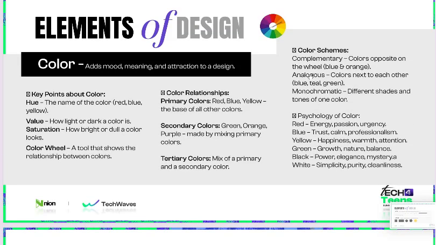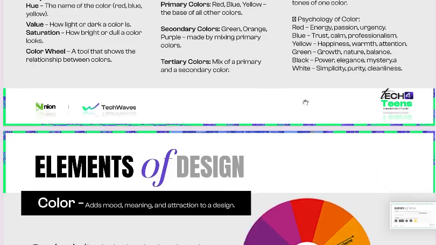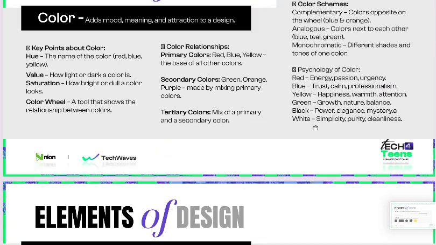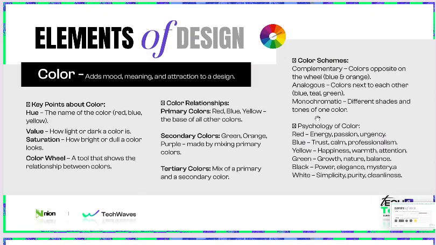We have analogous colors: colors next to each other. Instead of complementary, which is opposite, analogous colors are colors that are beside each other. This color and this color, this and this, they're analogous because they're beside each other.